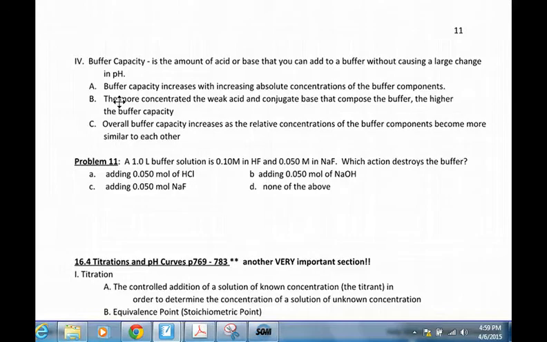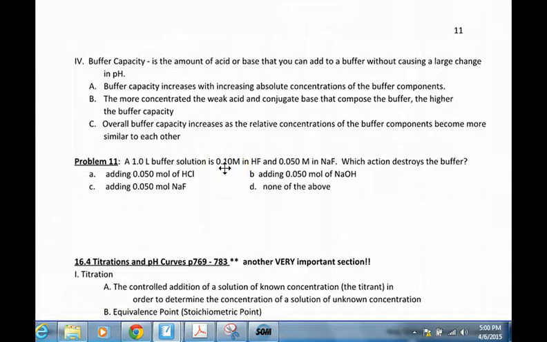Okay, so problem 11, I like this problem. A 1 liter buffer solution contains 0.1 molar of hydrofluoric acid, which we know is a weak acid. It's a strong weak acid, but still a weak acid, and 0.05 molar of NaF. Which action destroys the buffer? Where does this have an issue? Well, first of all, they're not all that close together, so that's going to hurt this. The molarities are not really huge, so that doesn't help either.